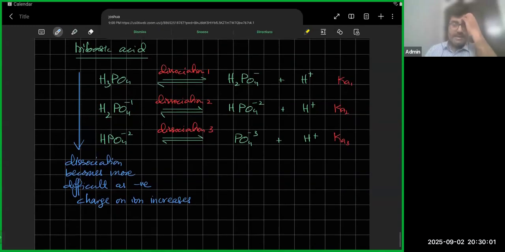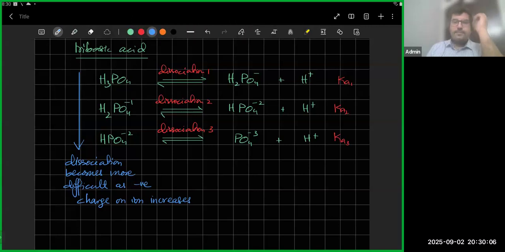That's ये clear है सारों को? Is this clear? Yes.